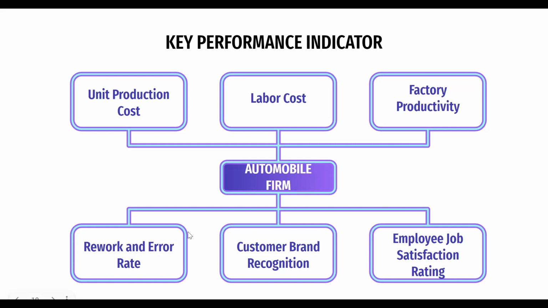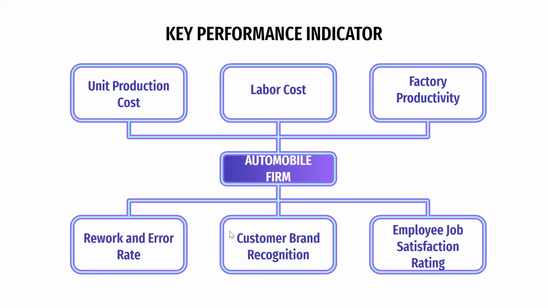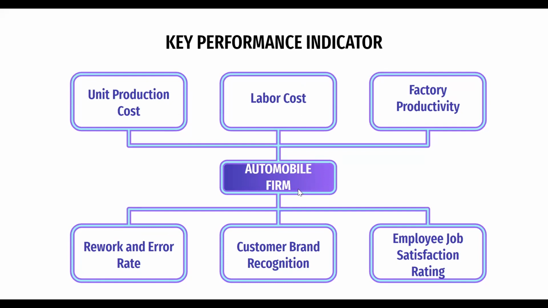So for example, in an automobile firm, here are its key performance indicators: the production cost, the labor cost, the factory productivity, the work and error rate, customer brand recognition, and employee job satisfaction rating. So, after identifying the key performance indicators, their new information system should focus on these key performance indicators that will help the firm meet the goals that are implied by the key performance indicators.